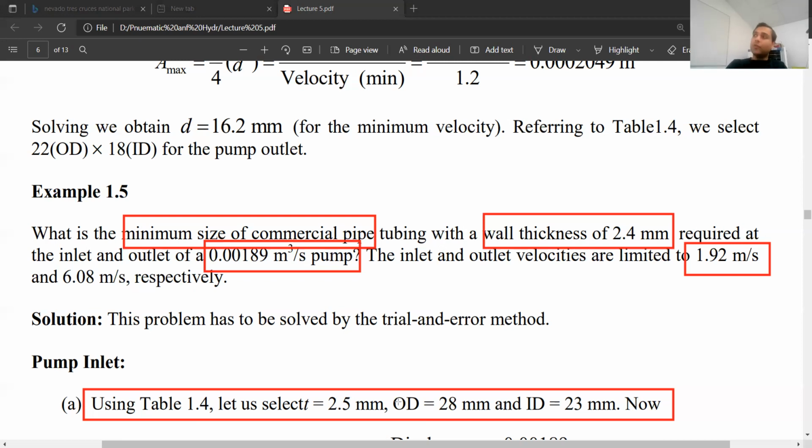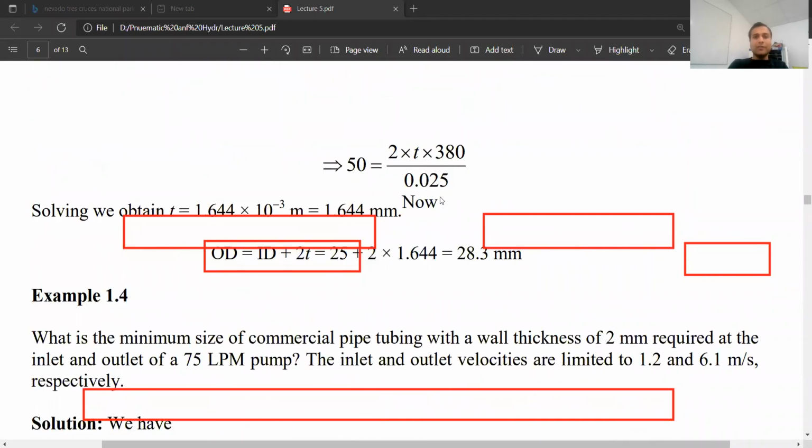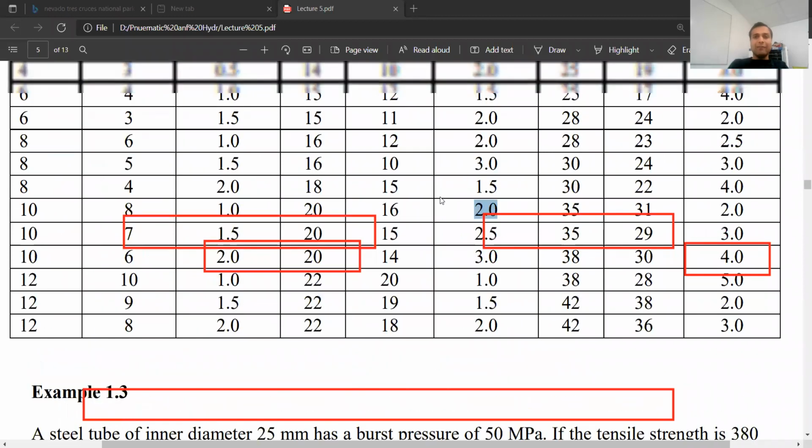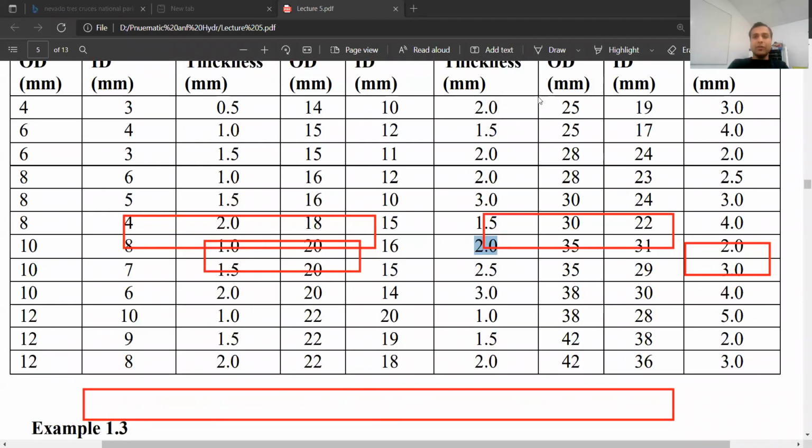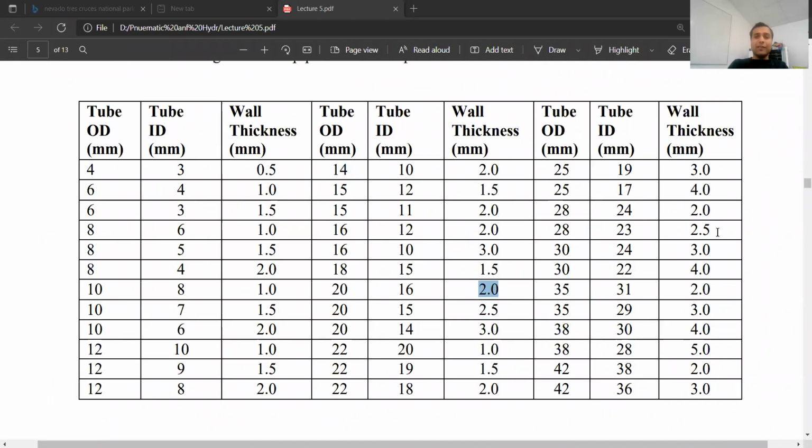So you choose a random value from the table. When you look at the random value from the table, you need to actually look at the value which corresponds to that 2.4 millimeter wall thickness. So you need to go back to the table and have a look at where the wall thickness is 2.4. You can't see 2.4, so don't choose a lower value, choose the higher value.